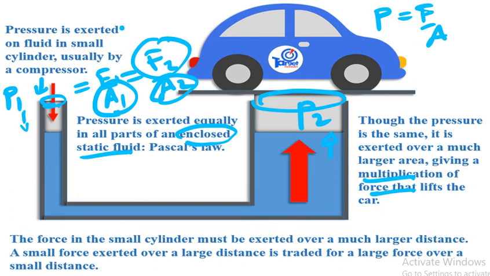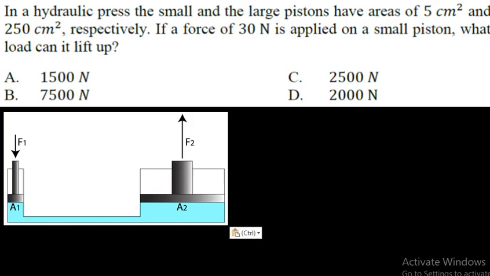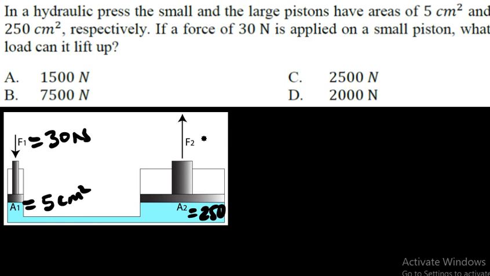So let us state the formula and let us apply the rule. In a hydraulic press, the small and the large piston have areas 5 and 250. The small area, area 1, is 5 centimeters square, and the larger area is given to you as 250 centimeters square. And if a force of 30 Newton is applied on the small piston, this F1 is 30 Newton, what will be F2? Expect a larger force because this is a larger area. The ratios are the same.